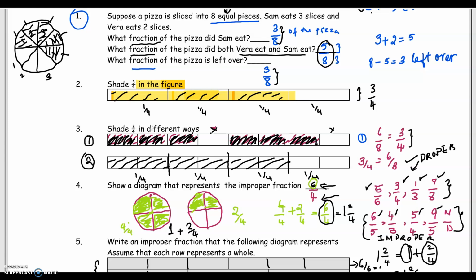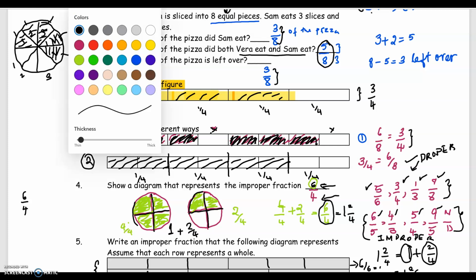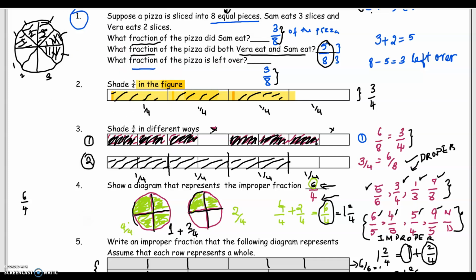The way we read 6/4 is 6 fourths. So we have a whole circle and a second one. We divide the circle into 4 equal parts, or quarters, fourths. And now we're going to shade 6/4.